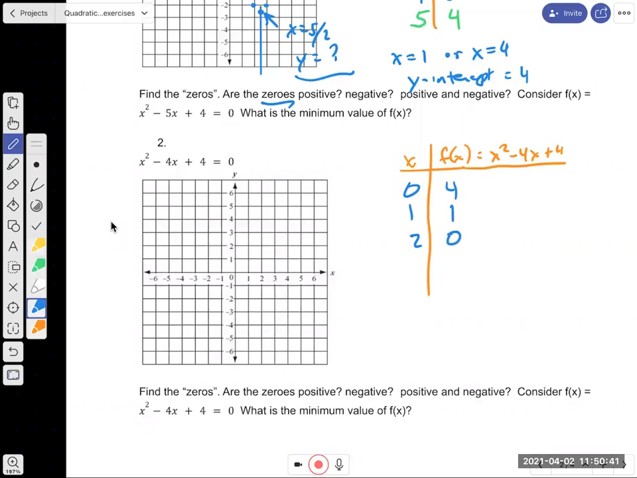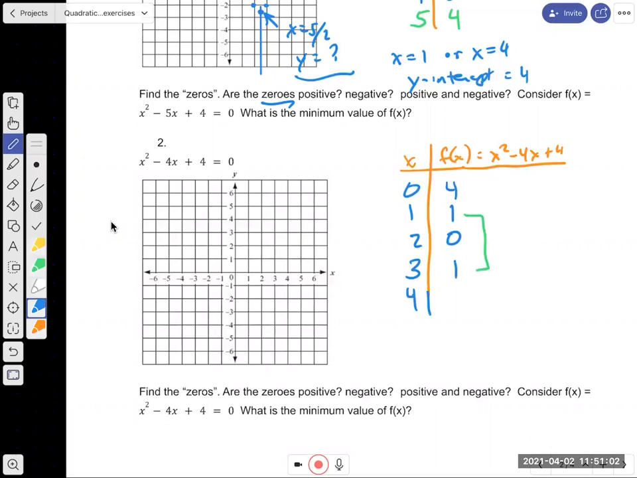And then 3. So what are we going to get for 3? 3 is 9 minus 12, minus 3 plus 4 is 1. And you look at that and say, oh, look, there's a symmetry. So 1 and 3 both give me the same value of output, a 1. So I think 0 and 4 should give me the same output. So I put in a 4, and I'm expecting to get a 4 out.